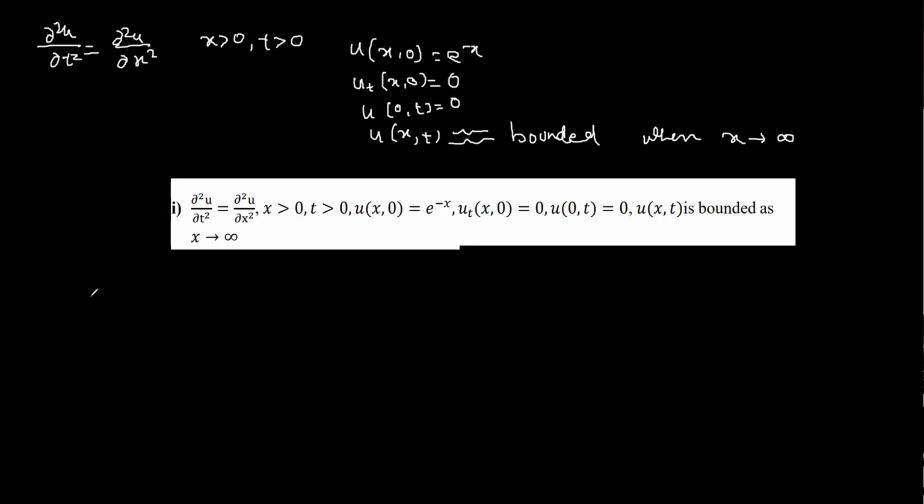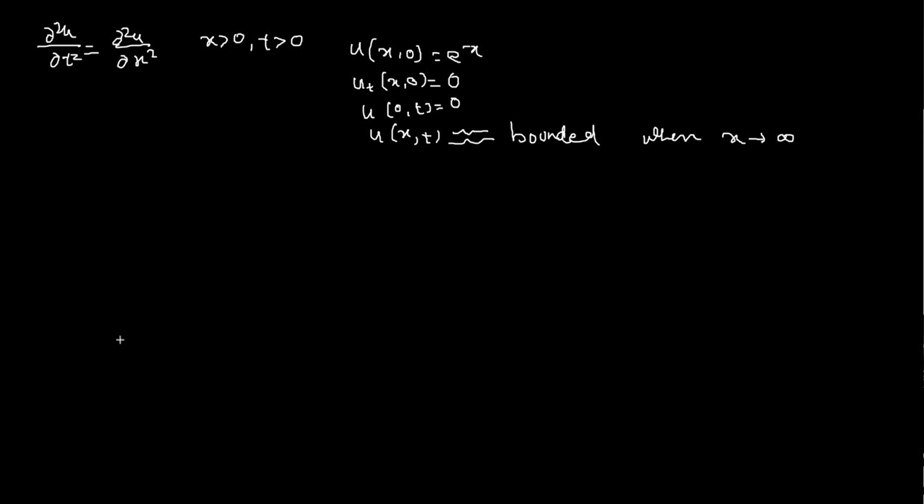When x is infinity, bounded means you will have some limits. Limit means the value of u(x,t) is some constant when x is infinity. It means when you increase the value of x, you will get some constant, defined value. Right? So first you take Laplace on both sides.